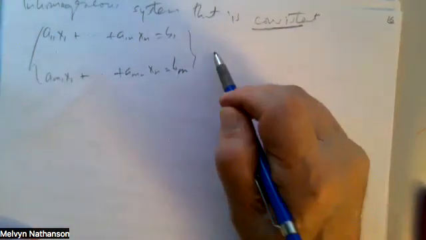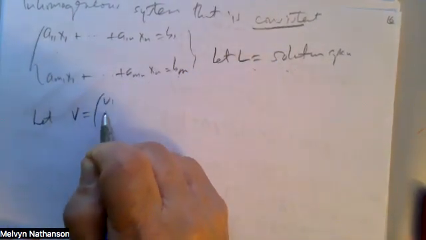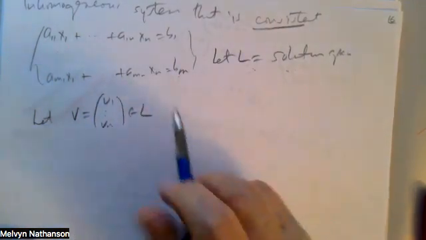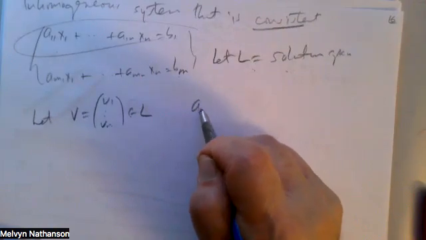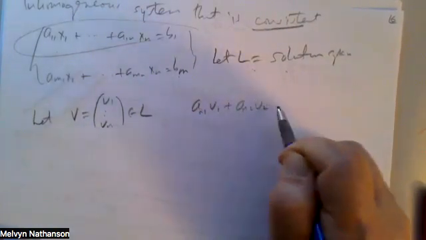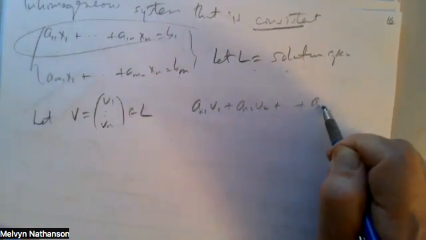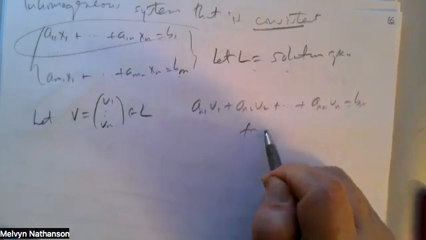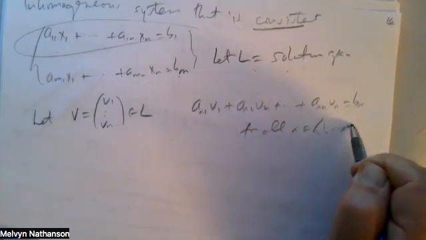And let L be the solution space. So the fact that this is consistent means L contains at least one vector. So suppose v = (v1, ..., vn) is in L. That means for every one of these equations, Ai1 v1 plus Ai2 v2 up to Ain vn equals bi for all i from 1 up to m.